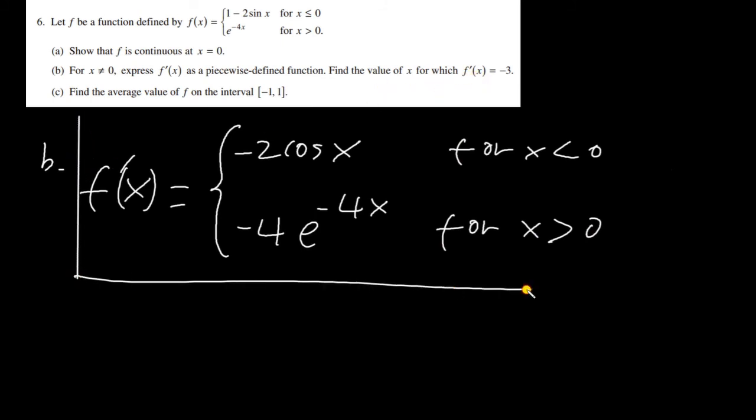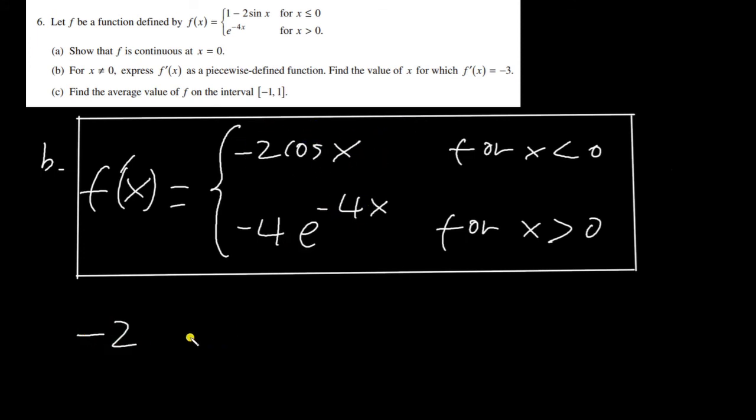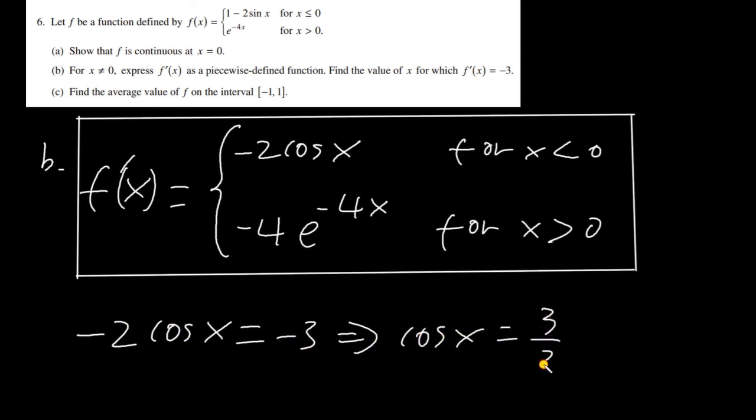Let me quickly box this. Okay, there we go. You've been boxed. Now we define the value of x for which f prime of x equals negative 3. So now there's two options, right? Either this is negative 3 or this is negative 3. So we'll start with the first one. Negative 2 cosine of x equals negative 3. That means that cosine of x is equal to negative 3 over negative 2, which is 3 halves.